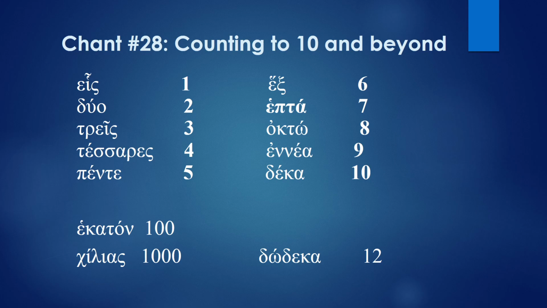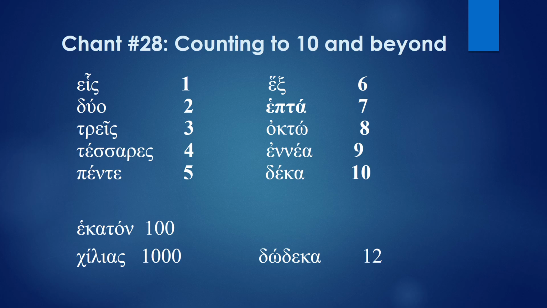Hepta is the number 7. Octo is the number 8. Ennea is the number 9. And deka is the number 10. Hekaton is 100. Chilioi is 1,000. And dodeka is the number 12.